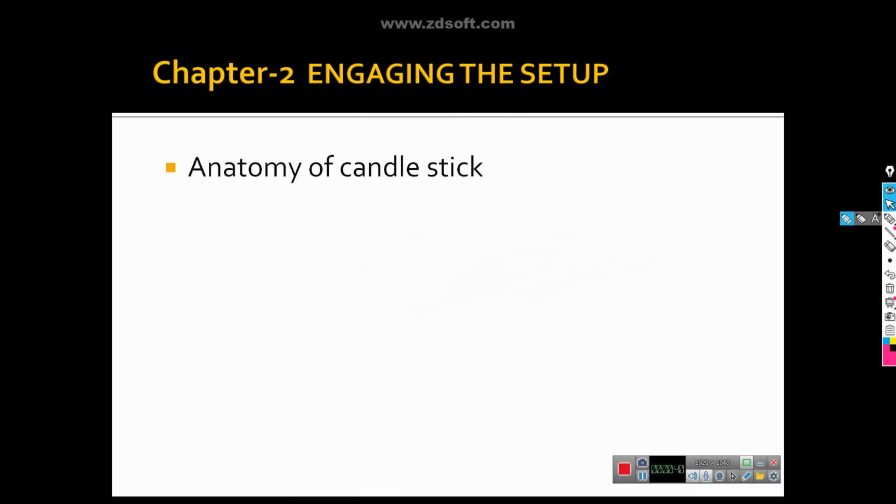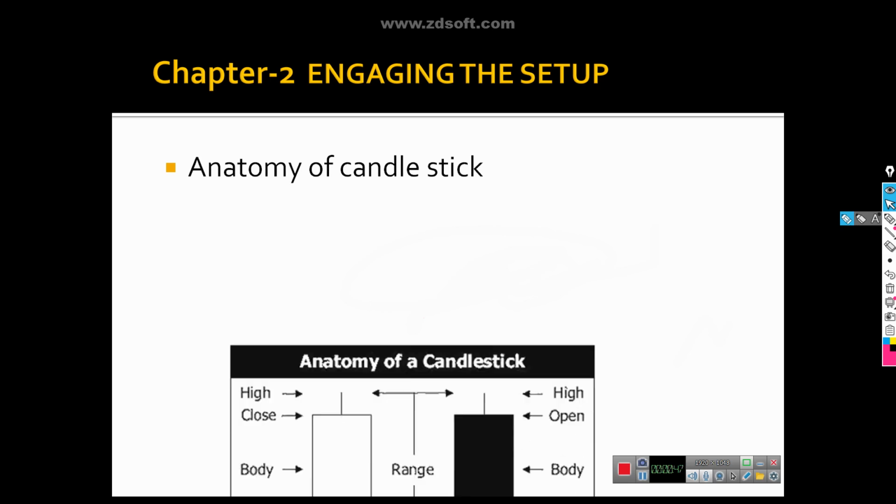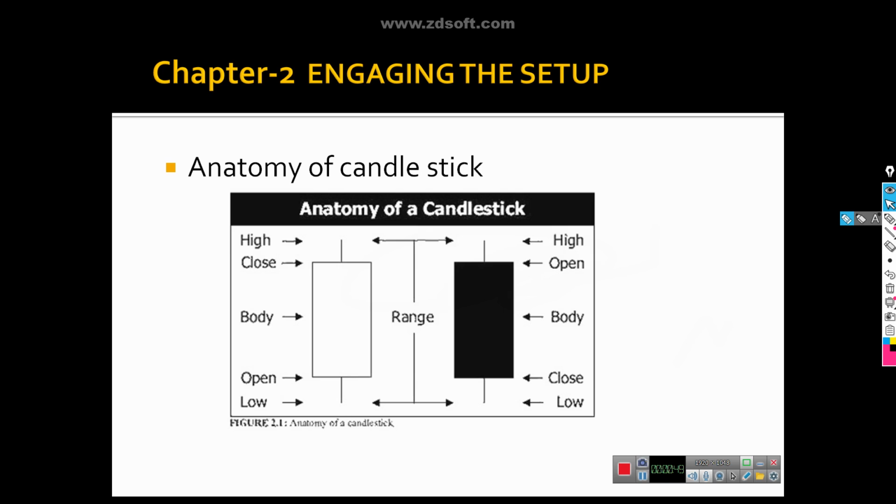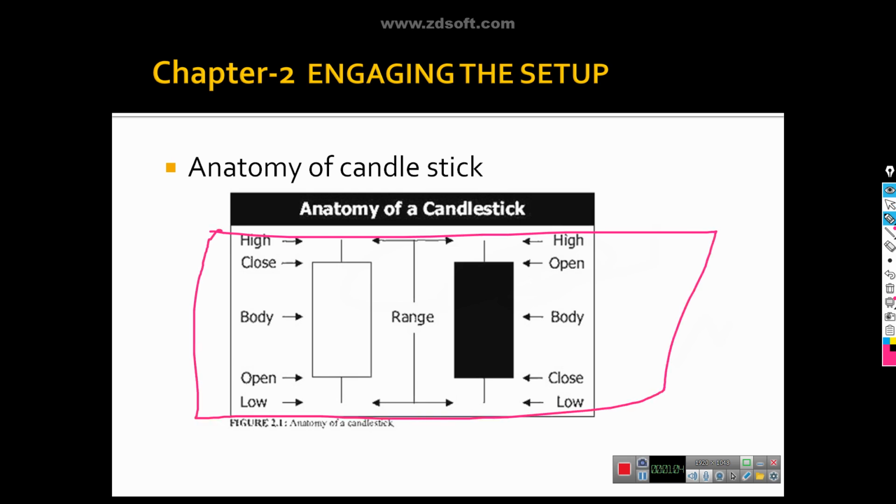So chapter 2 is engaging the setup. Before engaging the setup, you should understand the anatomy of a candlestick. Most of you might know the anatomy of a candlestick: the high, close, body, open, and low, for a red candle and for a green candle. The distance from the high to the low is called the range. This is pretty straightforward, the ABC of trading. So you should know the high, close, body, body length, open, and low, and from high to low it is called the range.